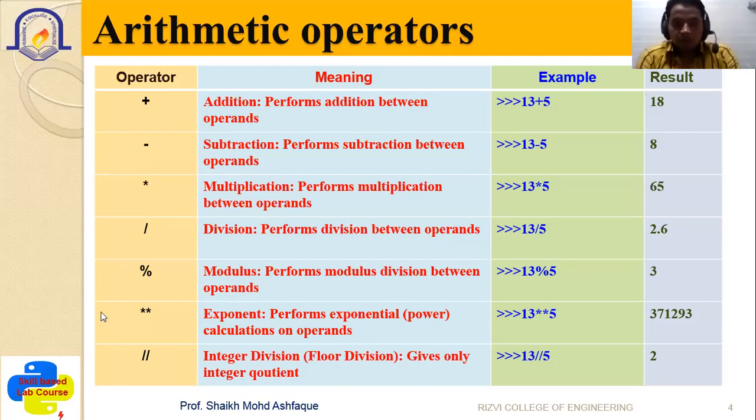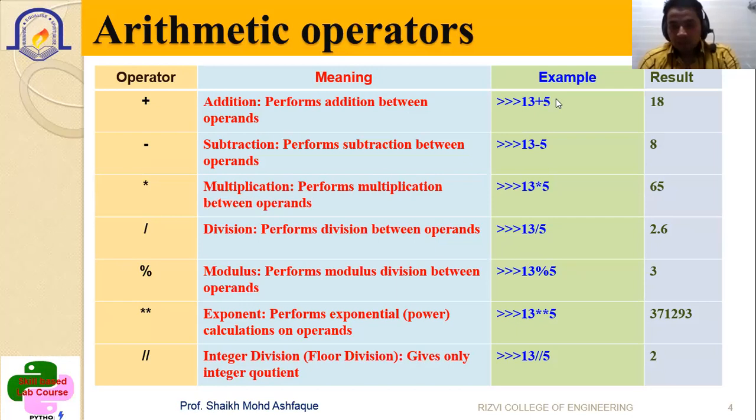Now, these are the set of arithmetic operators. Plus performs the addition, minus performs the subtraction, multiply performs the multiplication, and the divide symbol performs the division. Then mod performs the modulus division between the operands. Then double star is nothing but your exponent, it performs the exponent. Whereas double divide is nothing but your integer division, it performs the integer division.